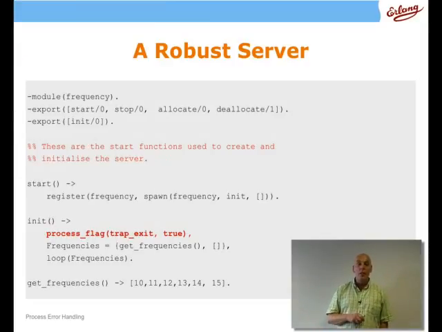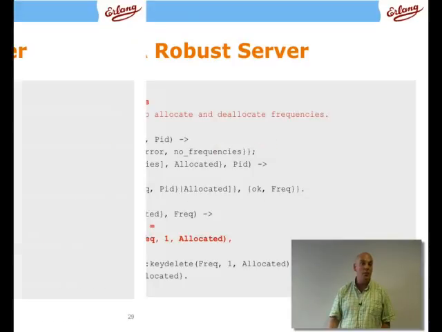And what we've done is we've highlighted in red the code that is different from that server. And what we have done is say that when we initialize, we set the trap exit flag to true. So that means that our server process is trapping exits in any process to which it is linked. Now, the next question is, how is it linked to other processes? How is that achieved?